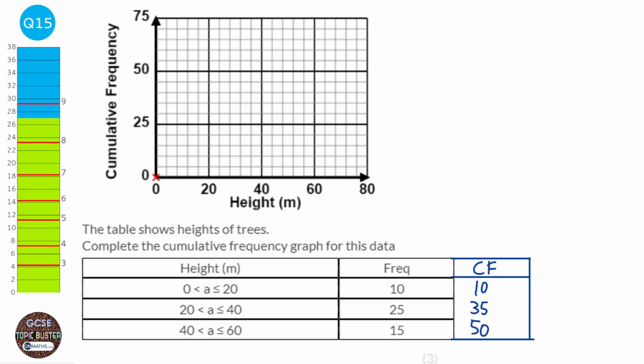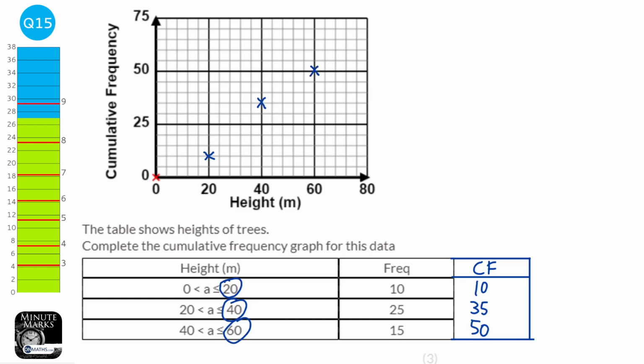Now, the cumulative frequency is the total amount so far. So for that first 10, for the cumulative frequency of 10, we're looking at everything up until the 20. So we plot it at the 20. So it'd be 20 and then 10. So this one here. Then the next one, the 35, is everything up until 40. So it would be here. And then the next one is everything up until 60. There we are.